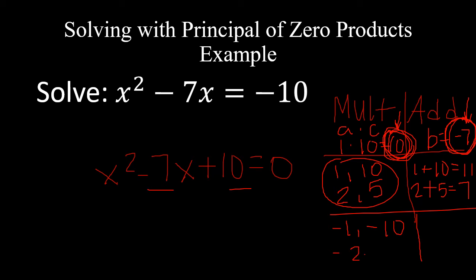And now let's change my 2 and my 5 from positive 2 and positive 5 to negative 2 and negative 5. Negative 2 times negative 5 still gives me that positive 10, right?